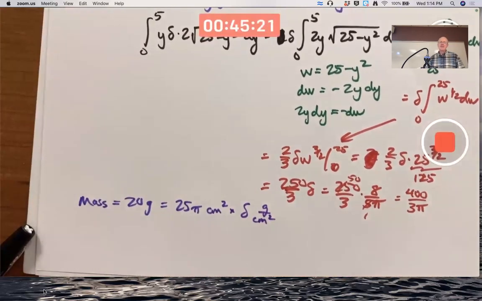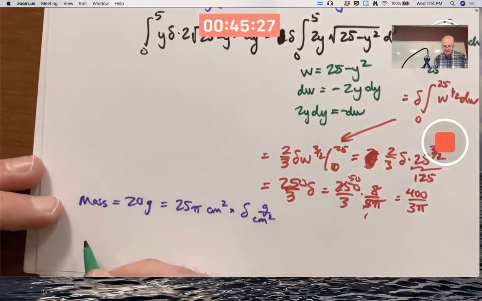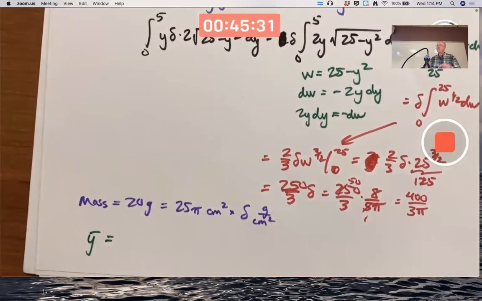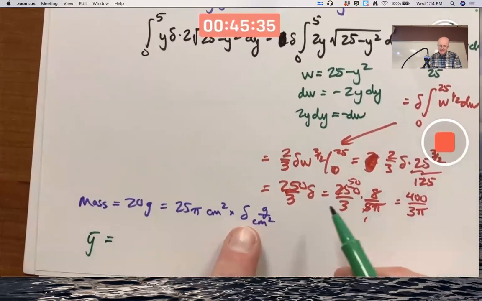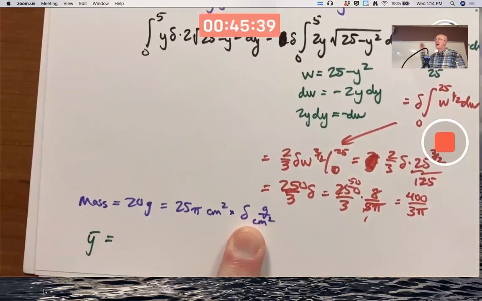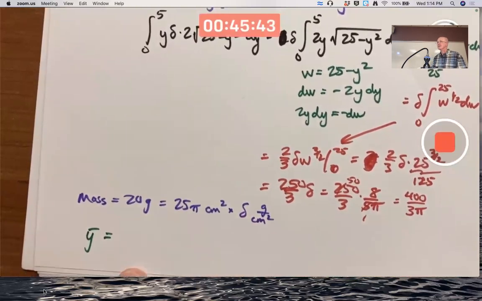And the reason I'm writing that is to emphasize that now when I find the y bar, not the moment, but the center of mass, I could figure it out with the delta in there, unspecified. And what would happen is these deltas would cancel. And so the conceptual point I'm making is that the density doesn't matter for the center of mass because it cancels.